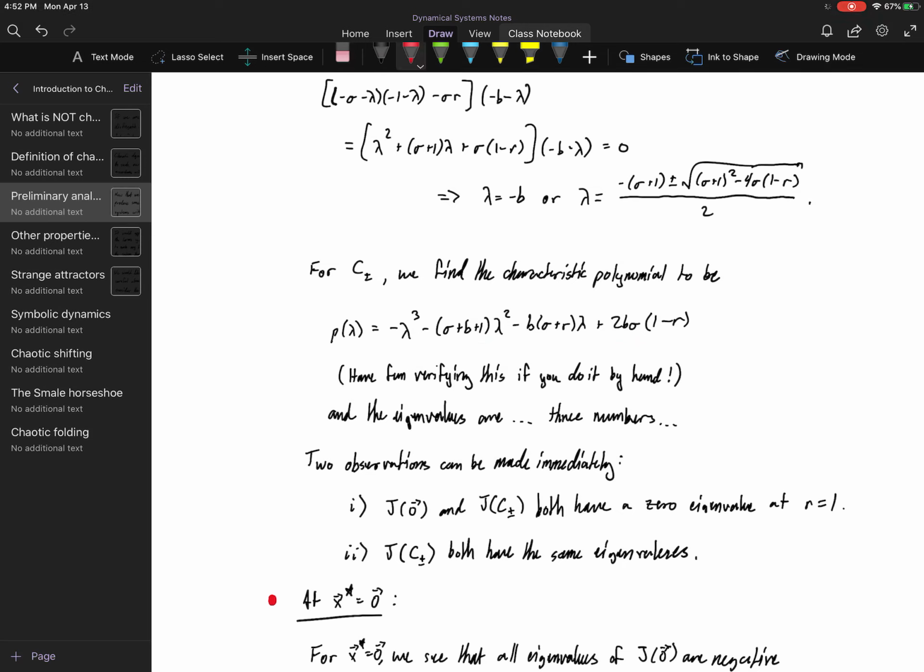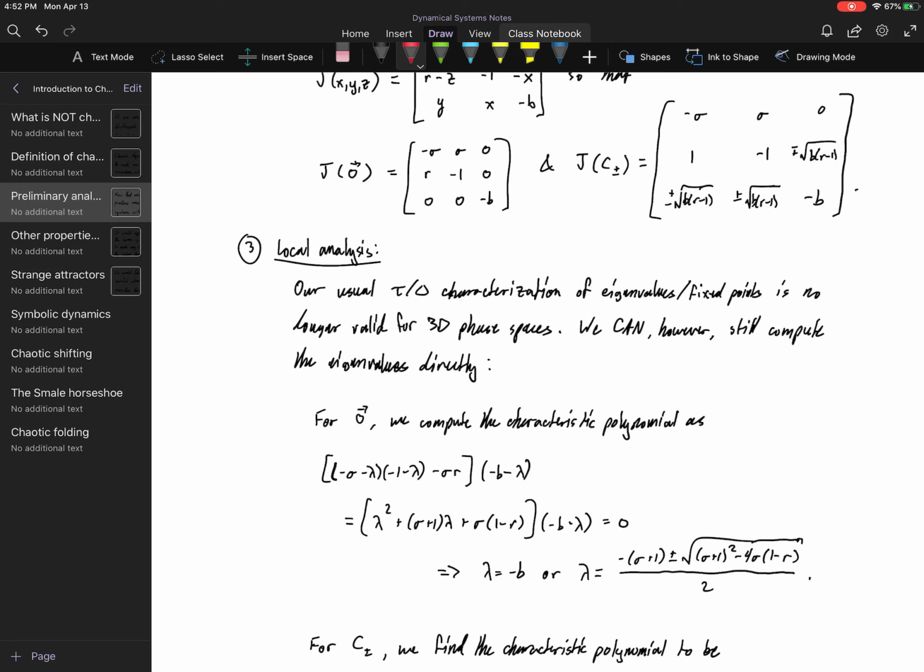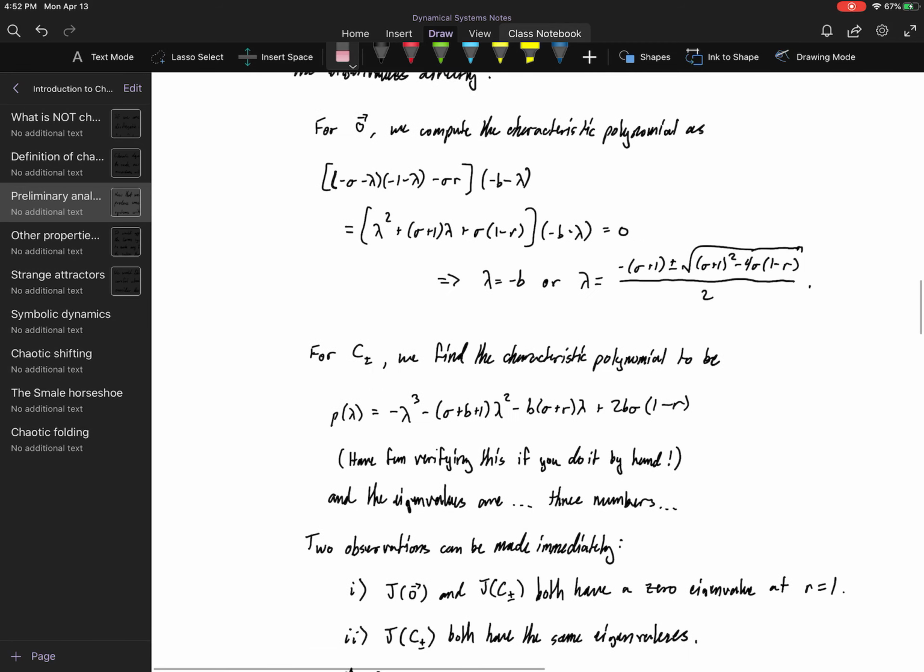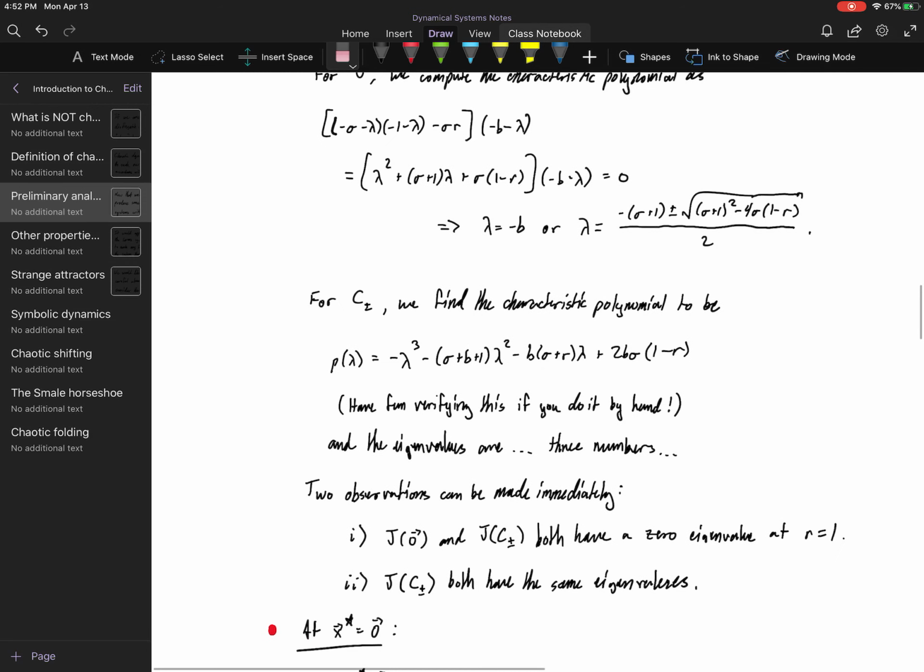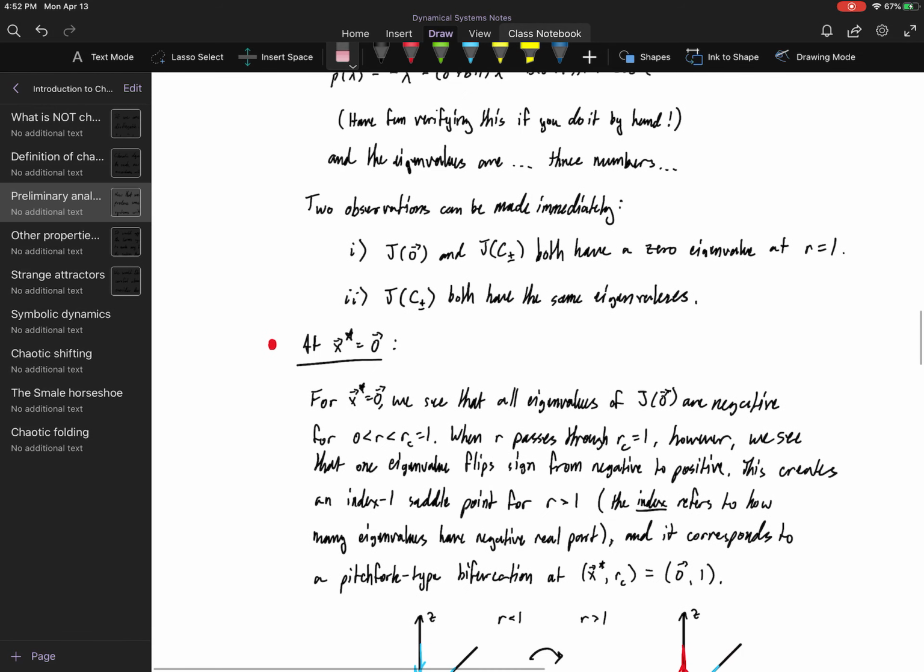The second is that J of C plus or minus, the Jacobian of either one of those non-origin or non-trivial fixed points, it turns out these guys have exactly the same eigenvalues. And we'll see why that's not so strange in a moment, but those guys behave identically, just as rotational symmetries of one another.